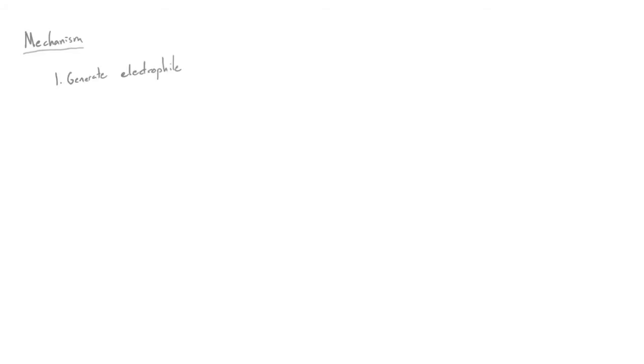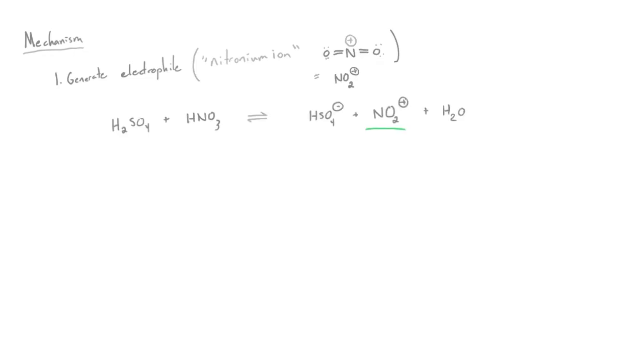As with other EAS reactions, the first step in the mechanism is generation of the strong electrophile that will go on to react with the benzene ring. In the case of nitration, the electrophile is called a nitronium ion, and a nitronium ion is an NO2 with a positive charge. This nitronium ion is a very strong electrophile, and it's formed by the reaction between nitric acid and sulfuric acid. Here's what it looks like.